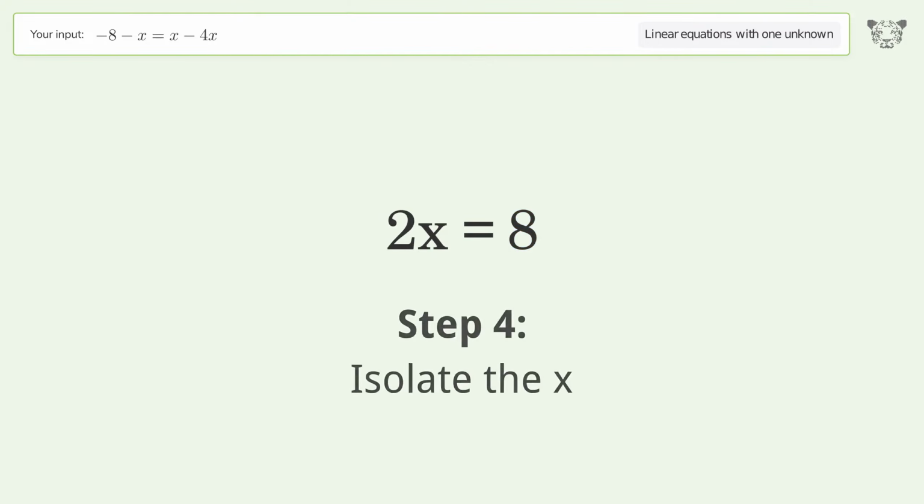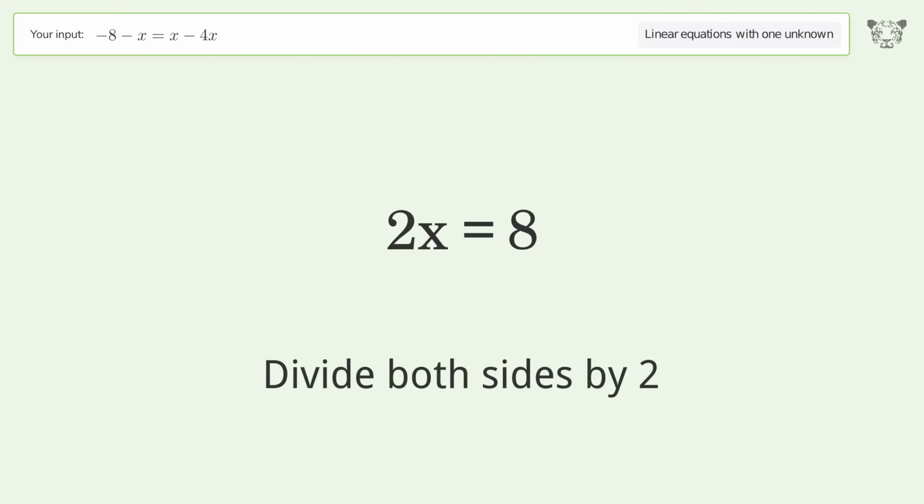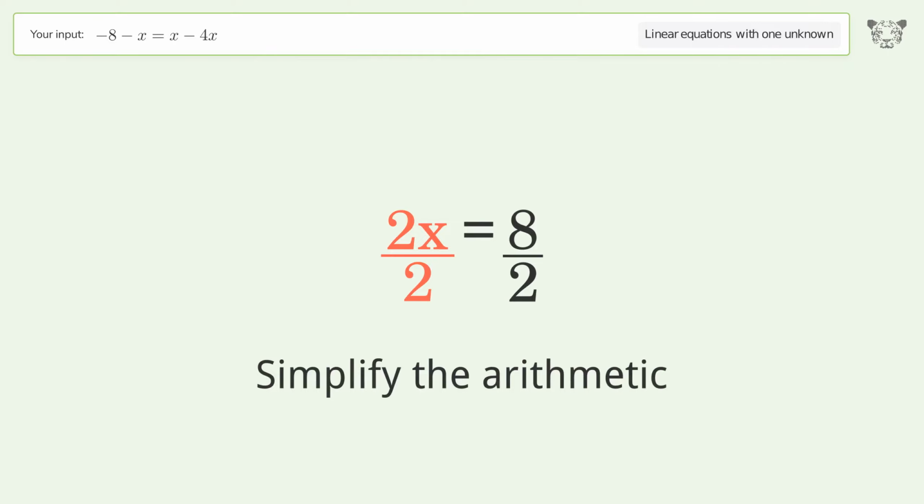Isolate the x. Divide both sides by 2. Simplify the arithmetic.